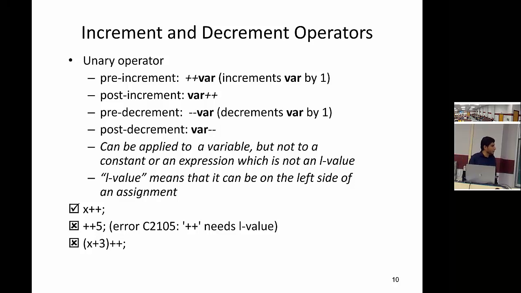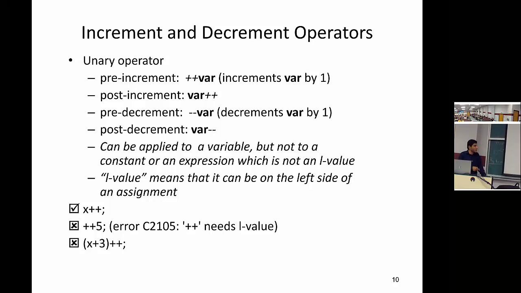Okay, so not yet an example, but you can write something like this. This is not allowed. Well, it really makes sense because I cannot really say 5 equals 5 plus 1. Why can't I do this? Because we just learned the assignment rule, which says you must have a variable on the left-hand side of the assignment. If you increment 5 to 6, where to store it? I don't know, so it's not allowed.